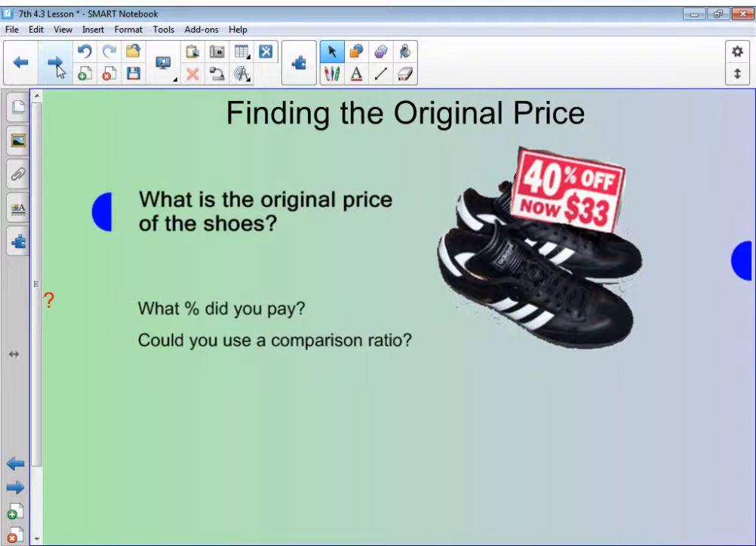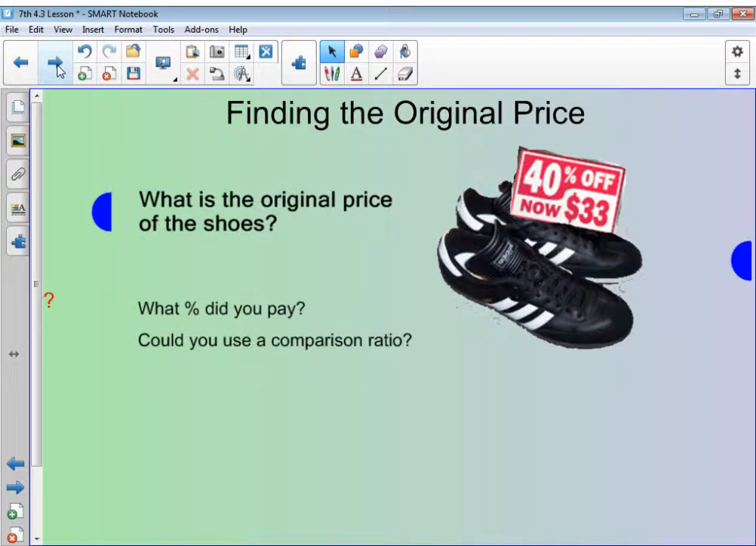Not that that's the only way to solve them, but to me, proportional is going to be very visual and very easy to do. Yes, you can set it up similar to what we did on the other ones. It's just that we don't know what the original cost was. So you might have to use that "$33 is 60% of what number" format to be able to do it a different way. Proportions here is going to make it super easy to see.